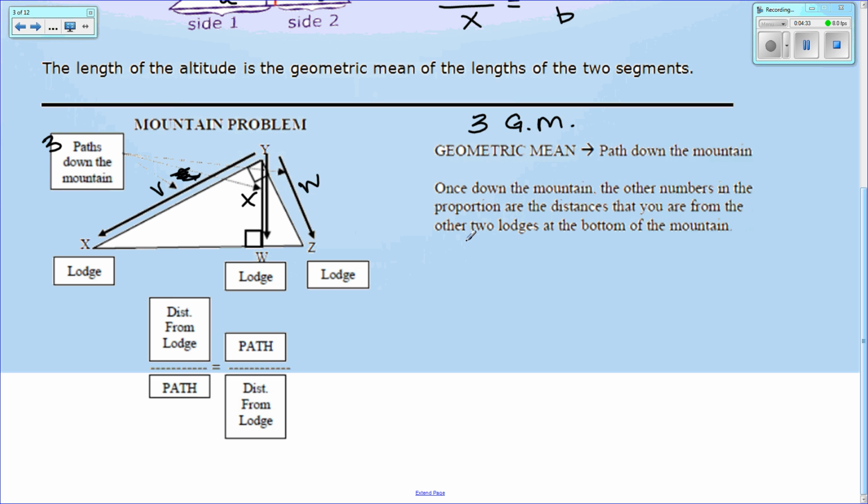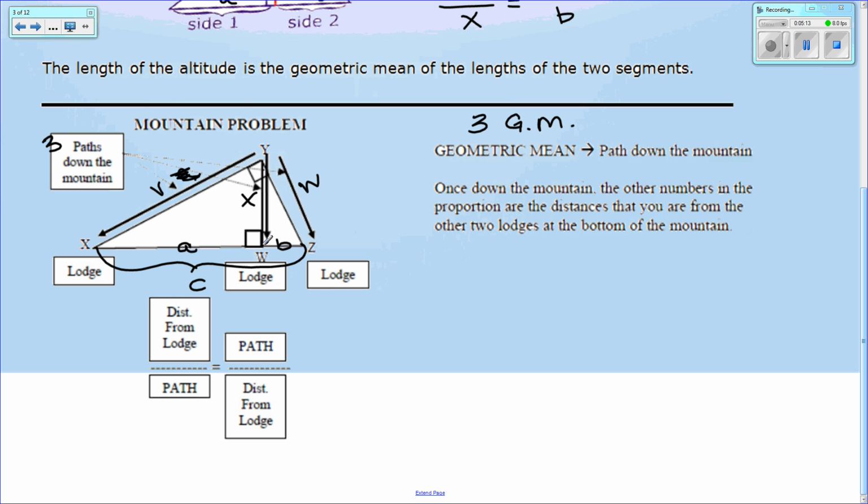Each one of them is found by its own proportion. So what I'm going to do is call this A, call this B, and we're going to call the whole thing C. Basically you're going to set it up as the distance from the lodge, and then your paths are your geometric means. So your geometric mean could be V, it could be X, it could be W. It just depends. And then the distance from the lodge. So the distance from this one to the lodge, and so on.